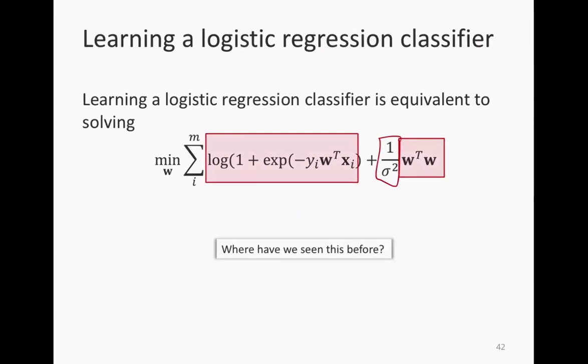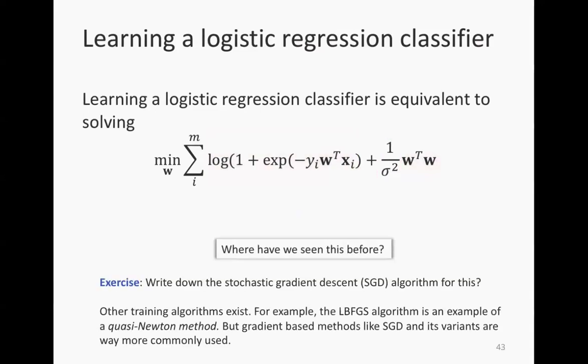So that means you can actually write down stochastic gradient descent for this. You should do that as an exercise. And if the idea of doing it as an exercise doesn't motivate you, you should do it because it's the first question in your next homework. You can take the gradient of this term. It will look different from SVM, but not too different.